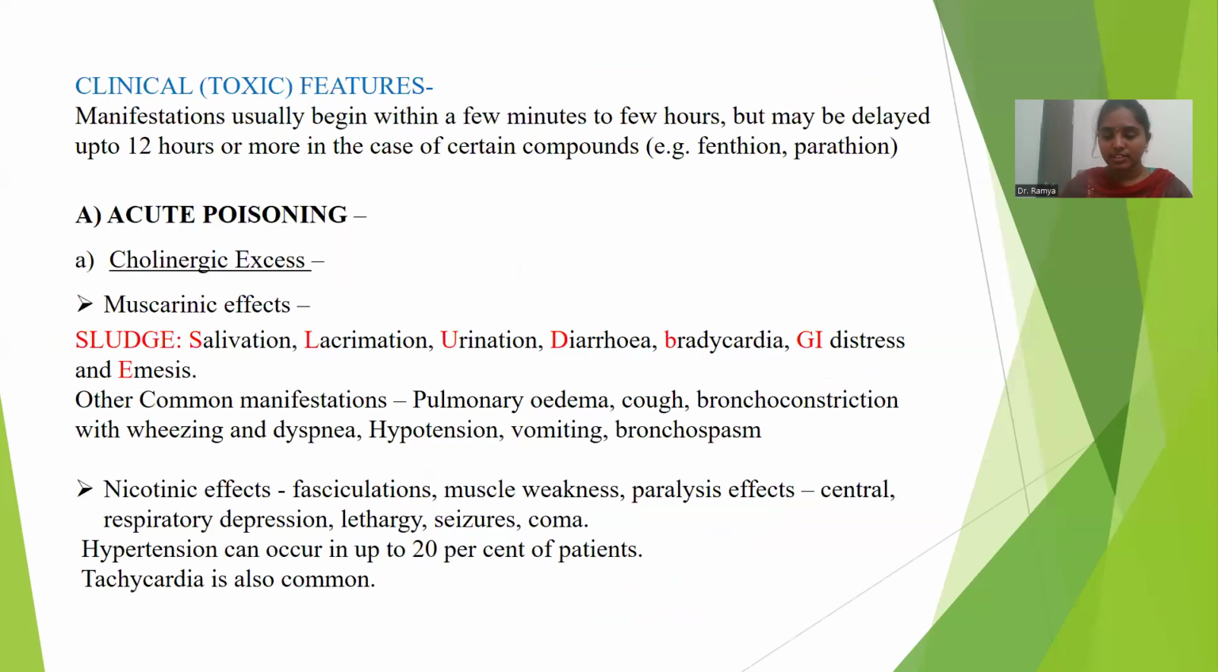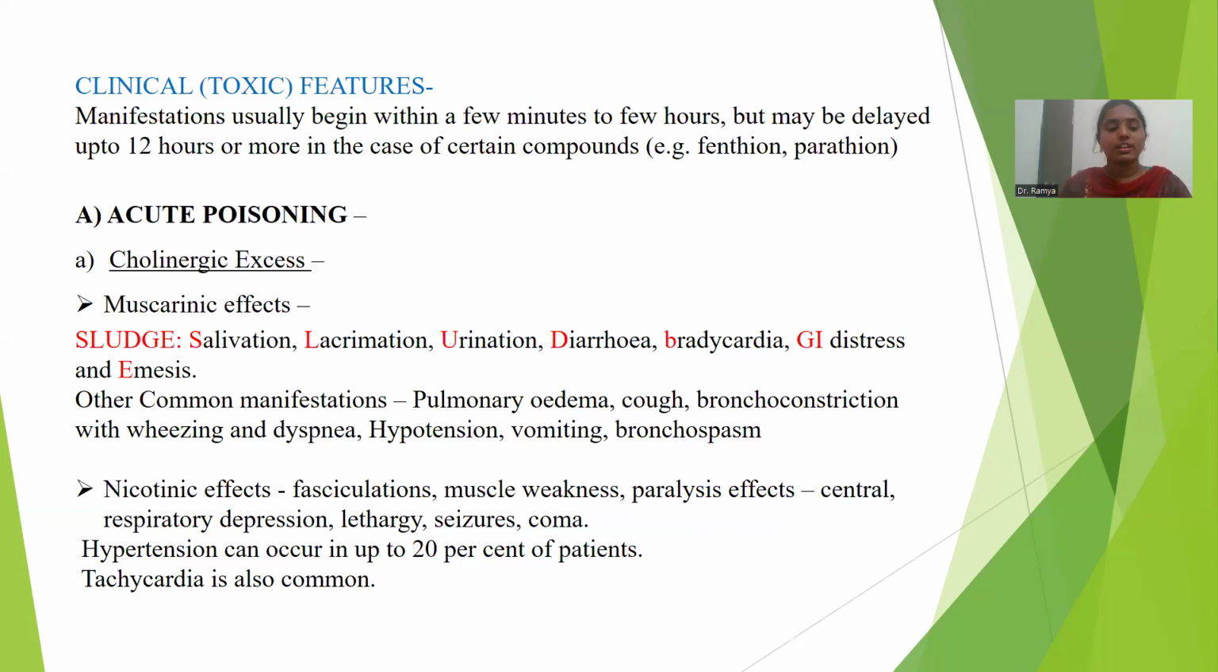In clinical features, first, clinical features begin within a few minutes or a few hours, or may be delayed up to 12 hours. It's based on the different organophosphate compounds. In clinical features, we are seeing acute poisoning first, and next chronic poisoning. In acute poisoning, first cholinergic excess, meaning overstimulation of acetylcholine. So, it shows muscarinic and nicotinic effects.